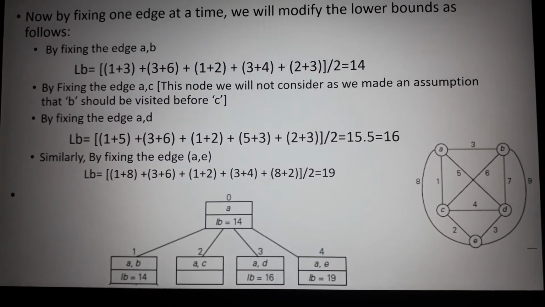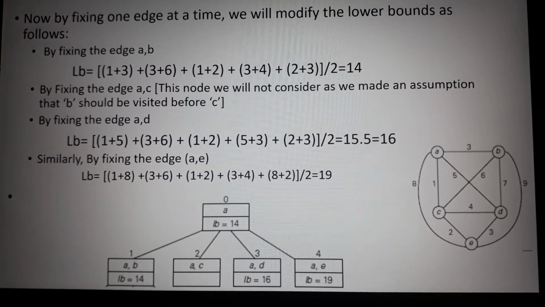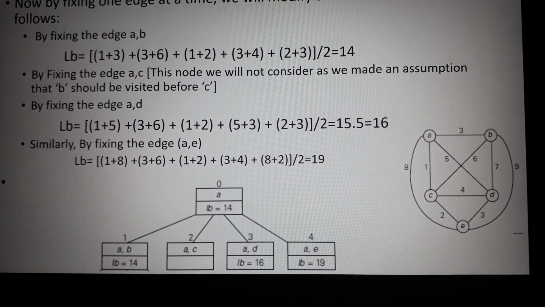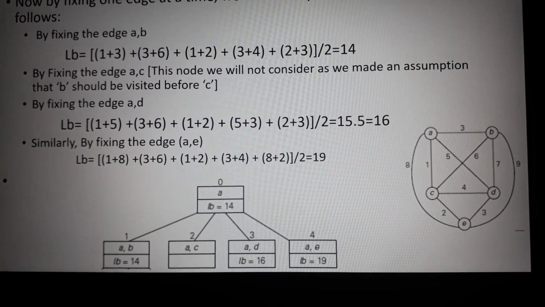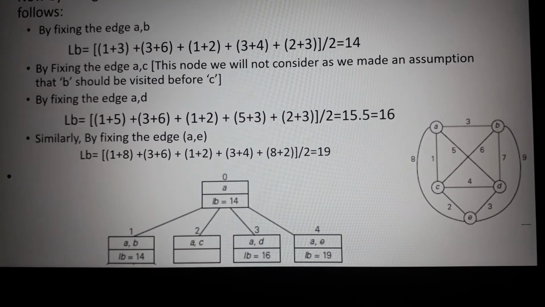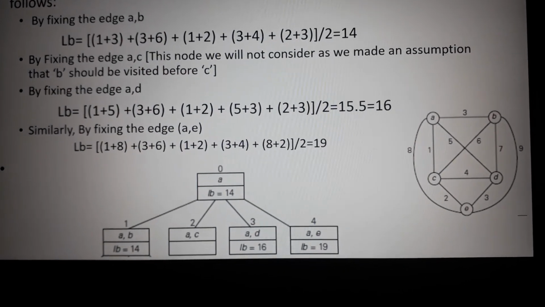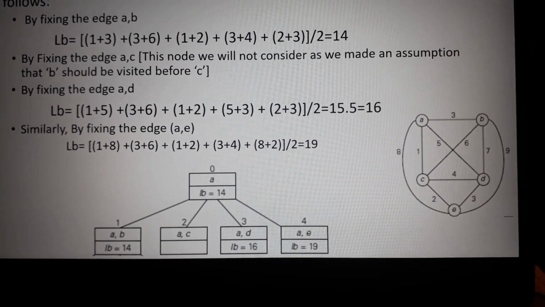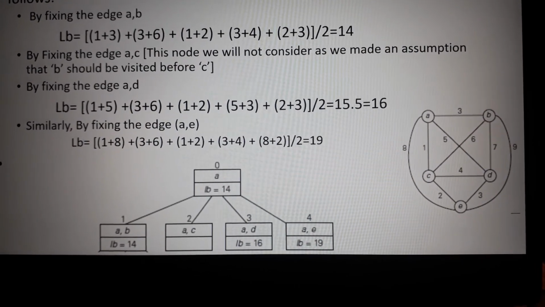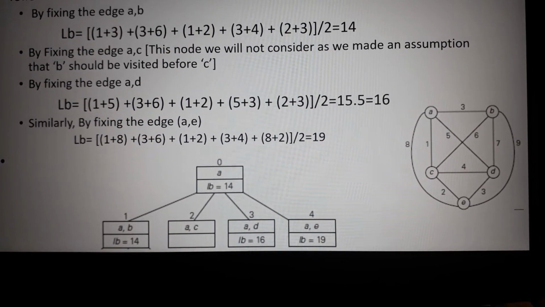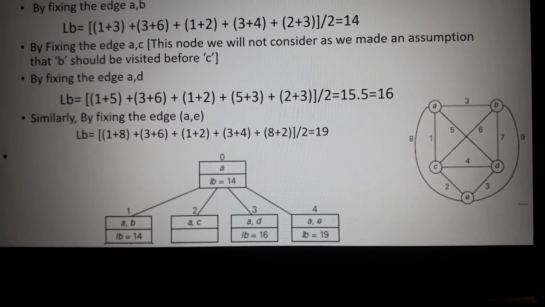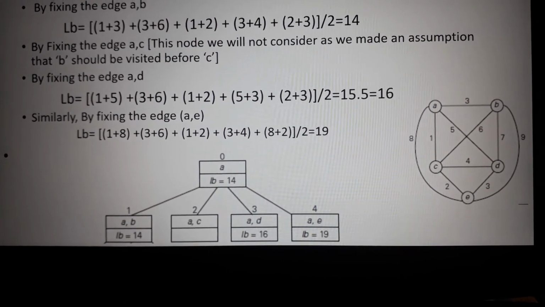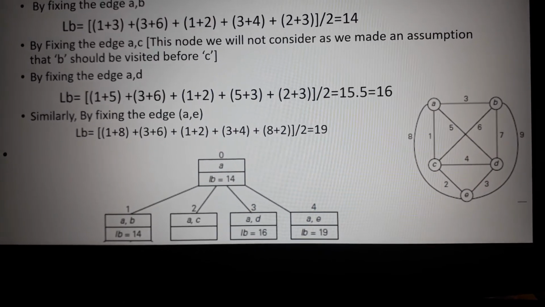Now, by fixing one edge at a time, we will modify the lower bounds as follows. By fixing the edge AB in the tour, first we will fix one edge at a time and see what the lower bound on that route will be. So, by fixing the edge AB, we get the lower bound as follows. LB equals 1 plus 3. In the given graph, AB is the one edge that we fix. So, the remaining minimum cost outgoing edge from A, out of 8, 1 and 5, is 1. So, the sum for city A is 1 plus 3.